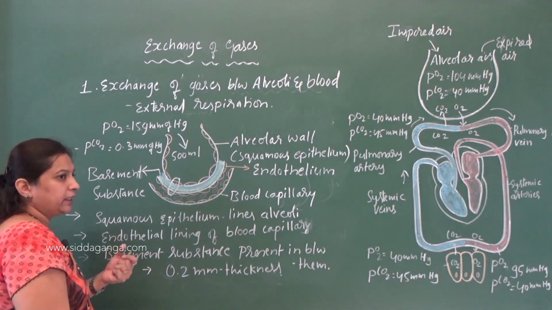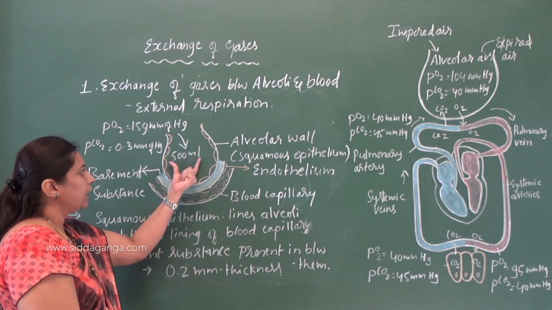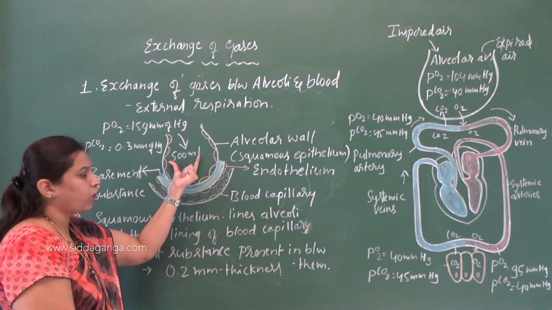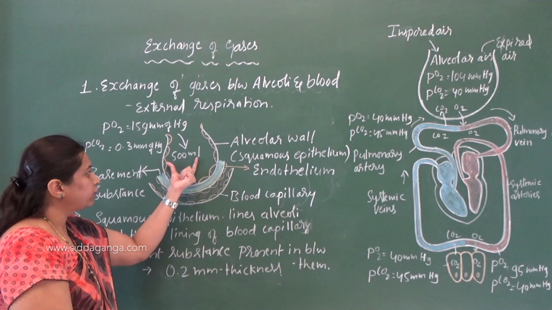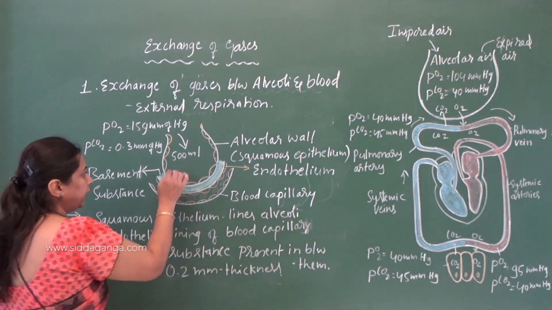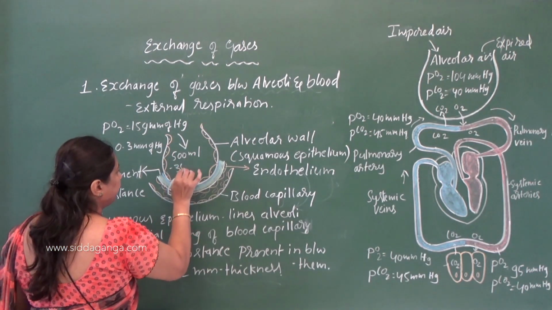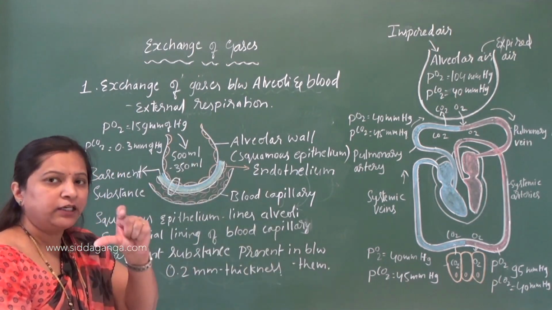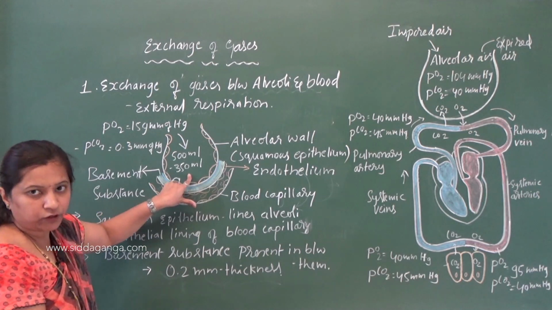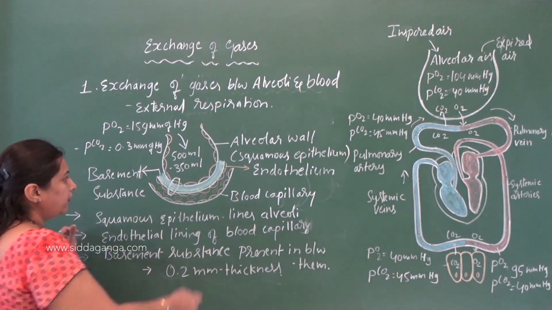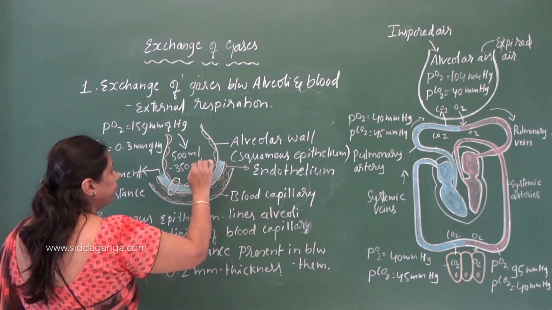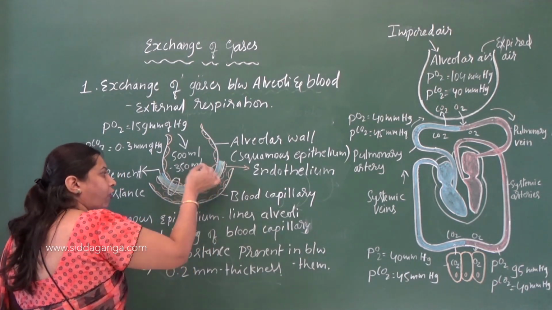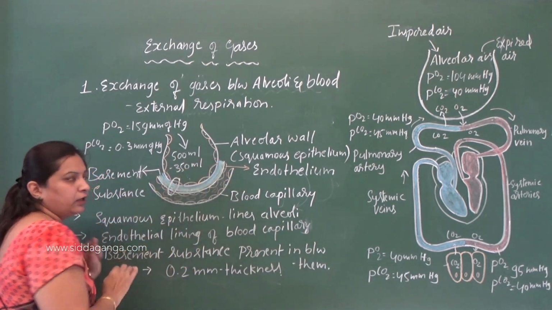So during normal breathing, we inhale 500 ml of air. This is the tidal volume. Of the 500 ml, only 350 ml will reach the alveoli of the lungs, and this 350 ml of fresh atmospheric air gets mixed with the air which is already present in the lungs.